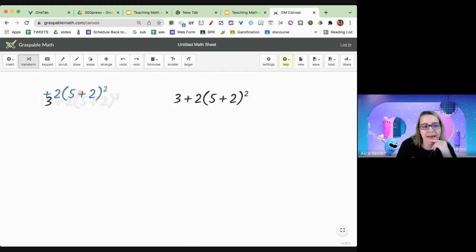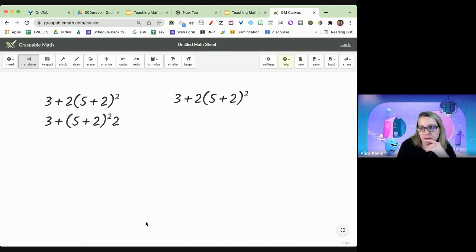So Graspable Math lets me, can I distribute? What just happened? What just happened? Explain this to me. See what I'm talking about? Communicate. Communicate is not "show your work." It's explaining.